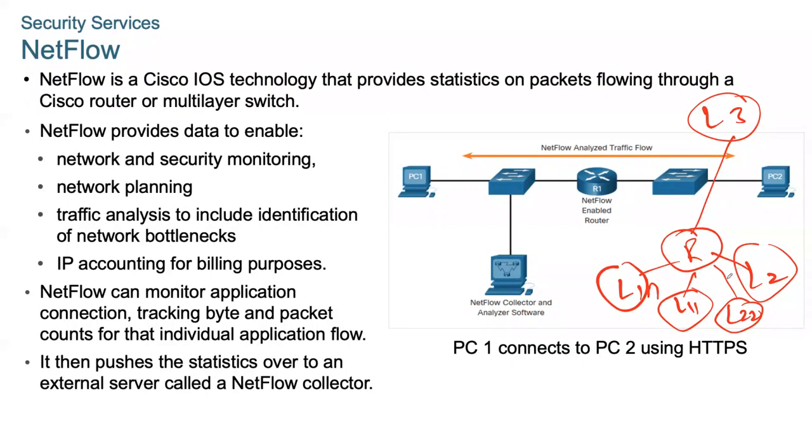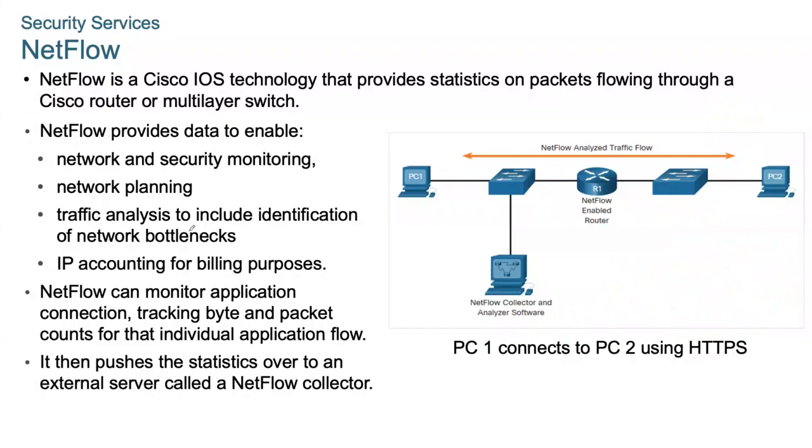So based on your traffic flow, you can plan your network so that your network bandwidth will be balanced to send the packets from source to destination without loss. Another one: you will have the traffic analysis to include the identification of your network bottlenecks. And at the same time, it will provide IP accounting for billing purpose.